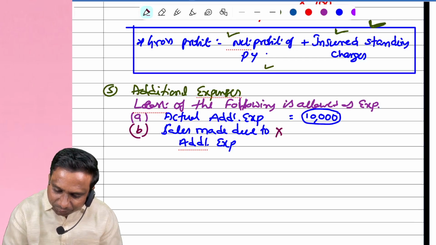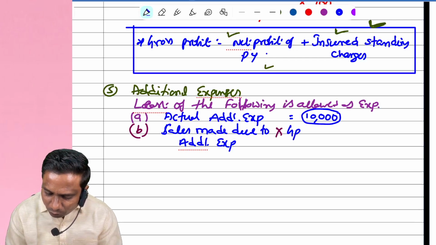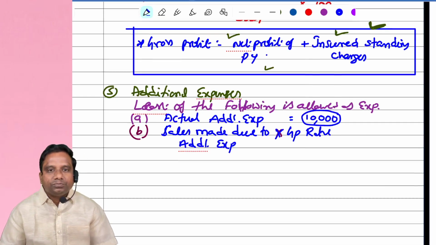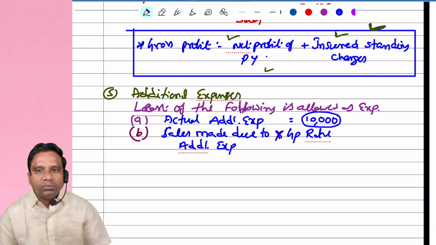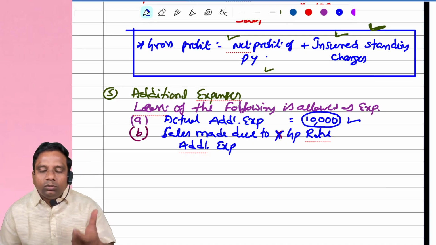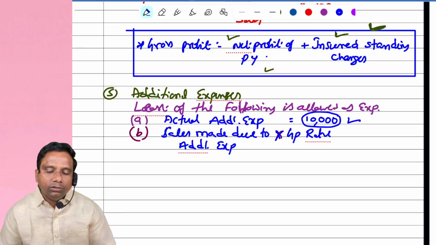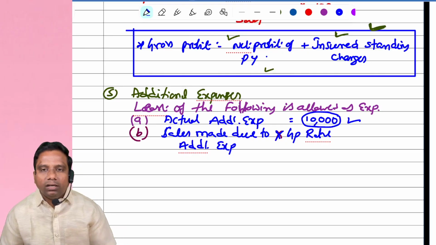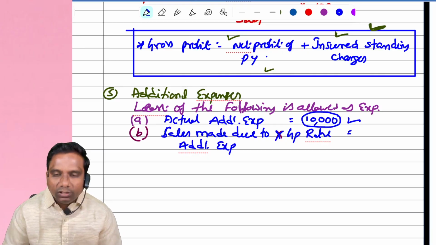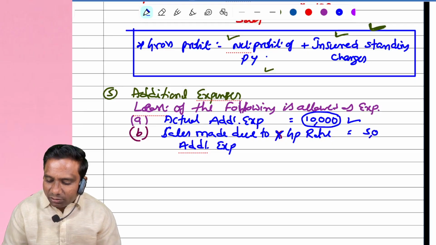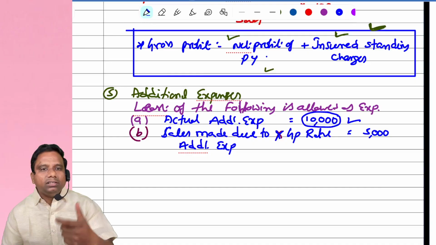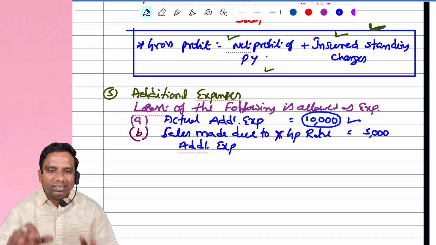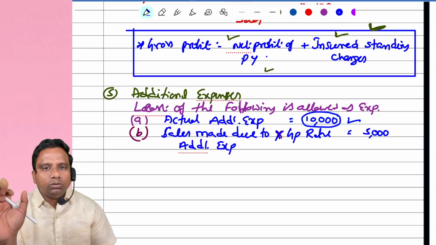On that, how much profit you generated? GP rate. You apply GP rate. The second calculation they are giving: by incurring this 10,000 rupees, how much sales you made during the period of business disruption? Into GP rate you calculate. Then we'll get some amount. Let us say sales during the year, into GP rate, then the amount is 5,000.